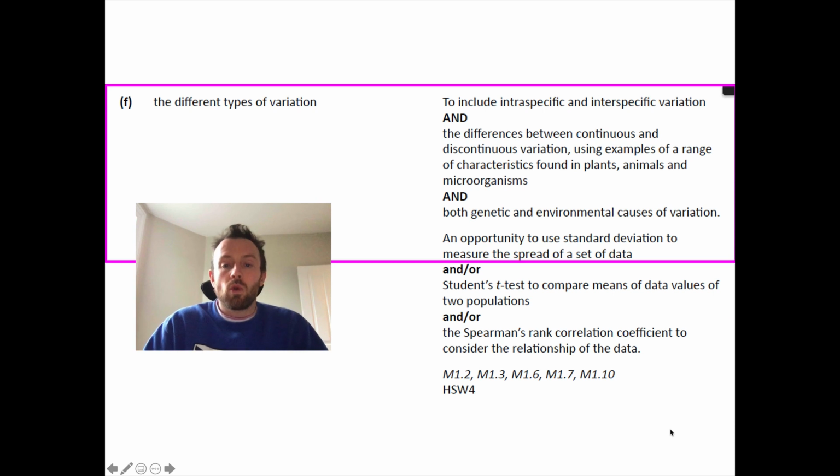So today, all I want to be able to do is to kind of know the terms intraspecific and interspecific, and to understand the difference between continuous and discontinuous variation. We're also going to look at genes and environment. We've kind of already done that. And we're going to use standard deviation to measure the spread of a set of data. The statistics bit below, we're going to leave for next lesson. So next lesson, we're going to be using some statistics to compare varied populations using both the Spearman's correlation coefficient and also the student's t-test.